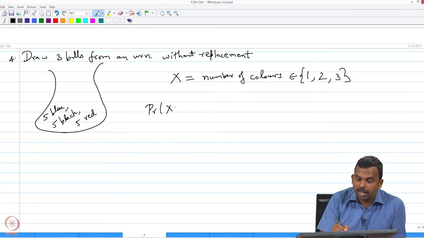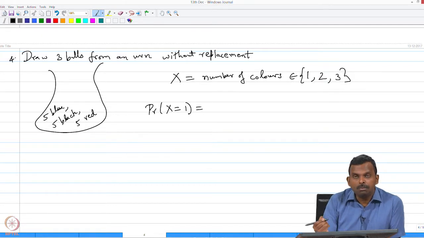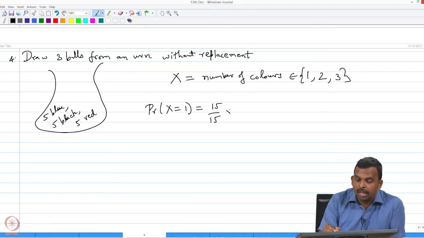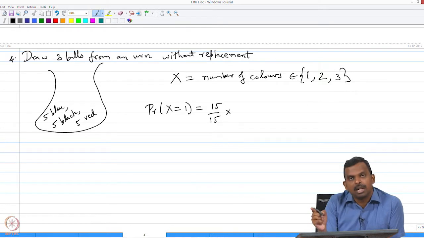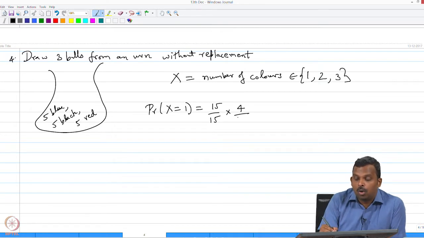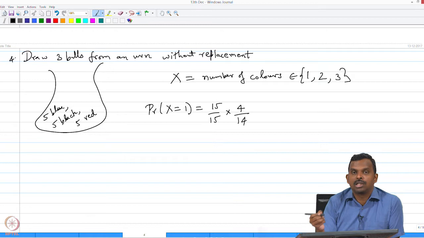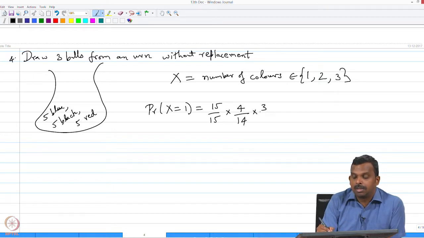So, let us say you want to find probability that x equals 1. Okay, so, you want only one color. Okay, all 3 should be of the same color. Okay, but remember the first draw can be anything. It could be a blue or a black or a red. Ideally, you do not have a condition on the first ball, right. So, it could be anything. Okay, but once I have picked a particular color ball, I want only one color. Okay. So, the next one should only be that same color. So, now how many balls of the same color are left? Once I have picked one ball, you have only 4 out of the remaining 14. Okay. So, I have picked 2 balls of one color and the third again becomes 3 out of 13.